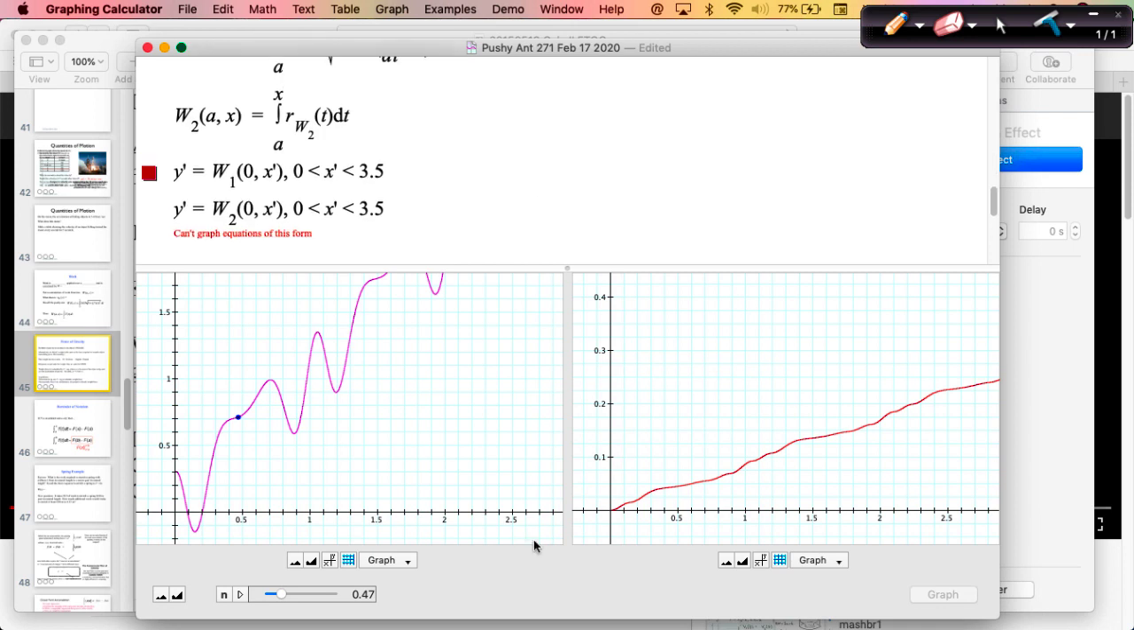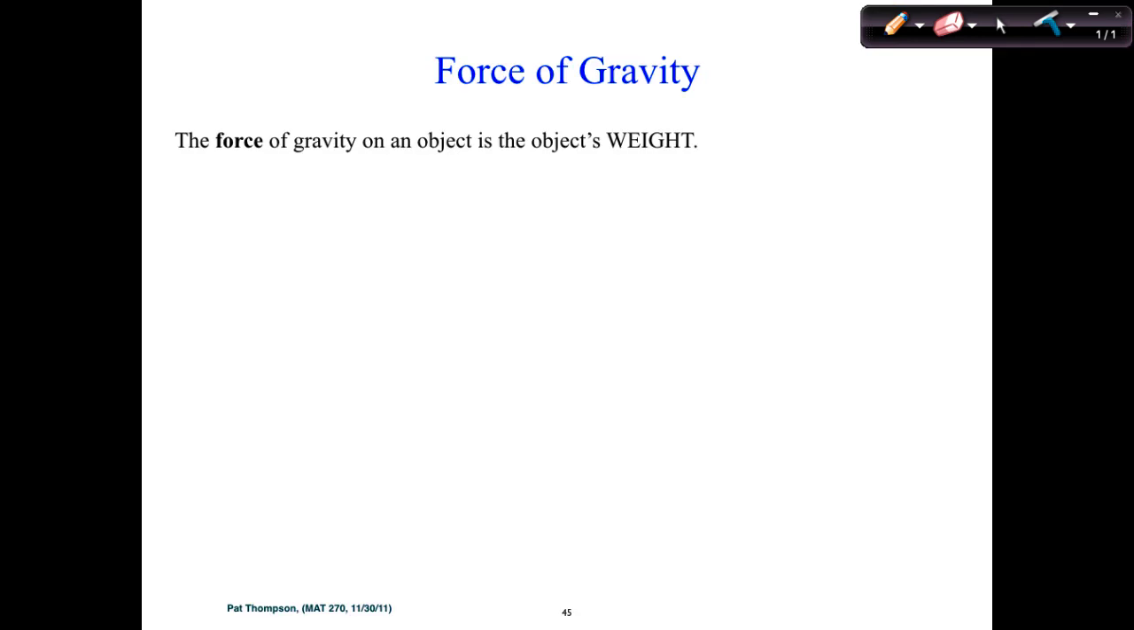Okay, but anyway, so this work function, because the force was increasing the whole way, it meant more work the whole way. So you can watch the video. We got this graph that was up like this. And so it was more work the whole way.